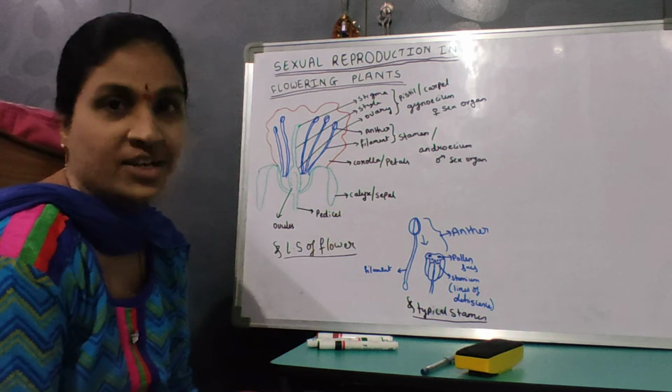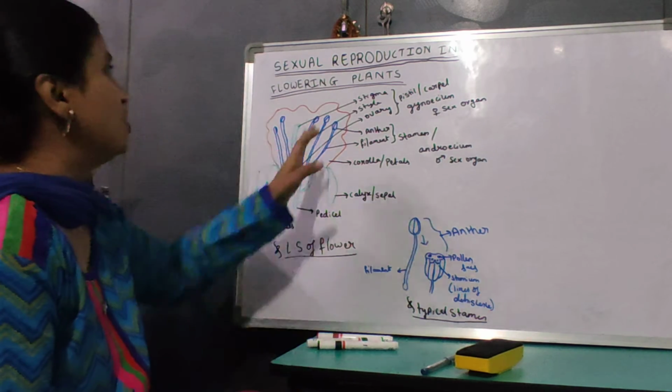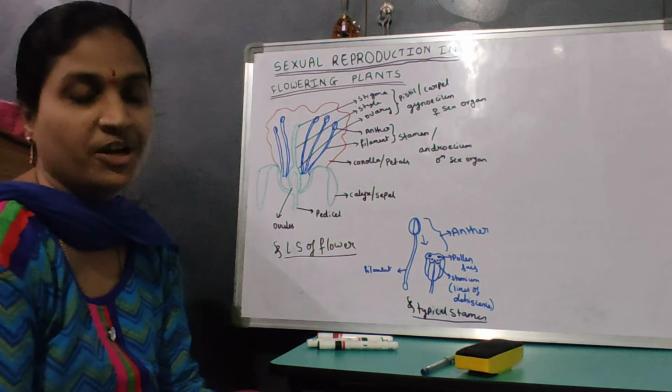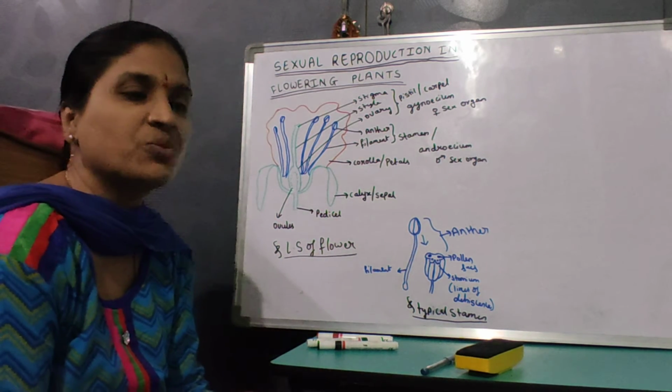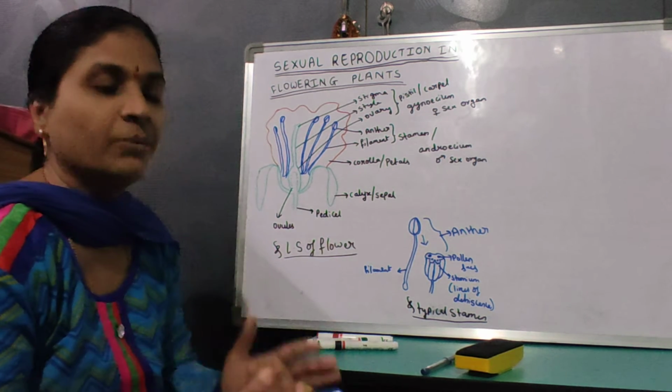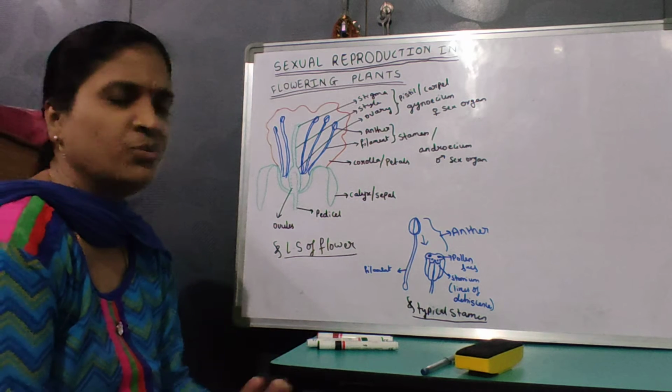In this lecture, we are going to study sexual reproduction in flowering plants. As we have discussed earlier, what's the definition of sexual reproduction? What are the events which take place in sexual reproduction? So once again, I'm going to repeat it.